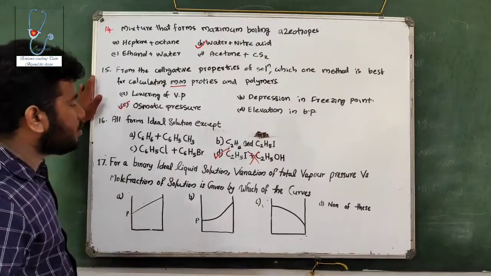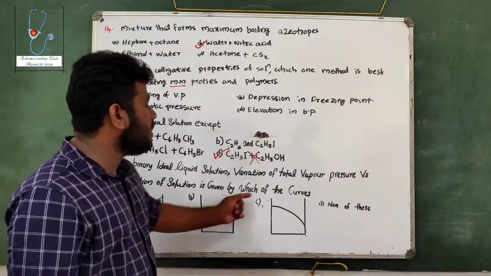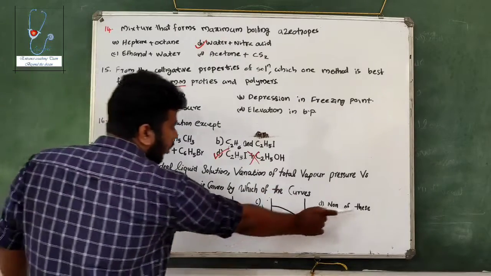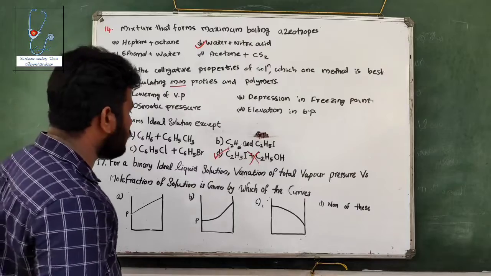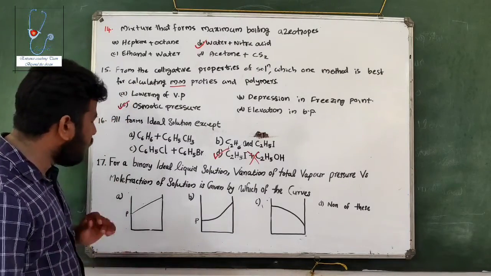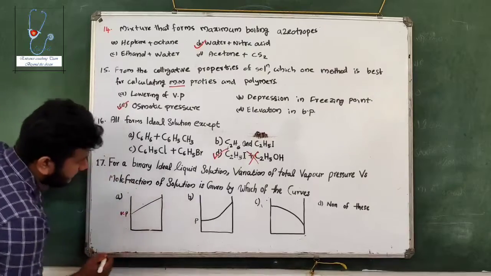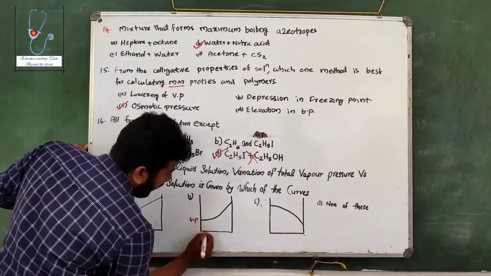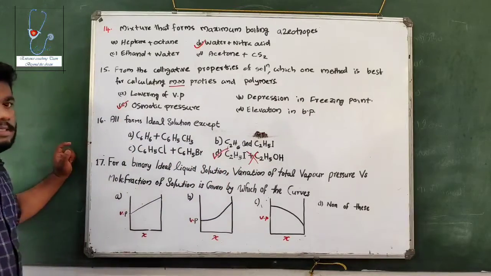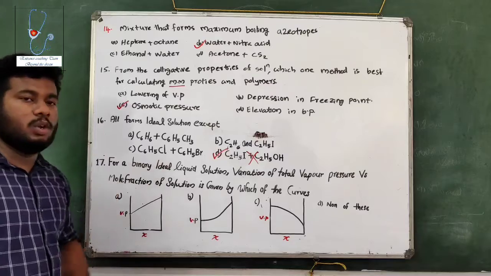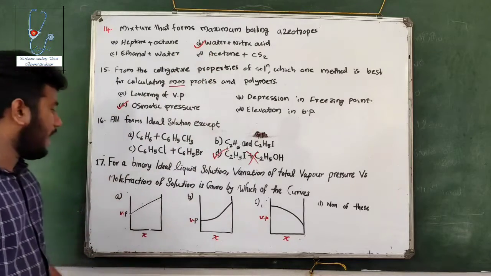For a binary ideal liquid solution, the variation of total vapor pressure versus mole fraction of solution is given by which of the curves? Here are three curves and option D is none of these. They asked to find out the curve for an ideal solution. Here in one curve, we plot vapor pressure on the x-axis and mole fraction on the y-axis. Here also, vapor pressure on the y-axis and mole fraction on the x-axis. We know that for an ideal liquid solution, a straight line is obtained.